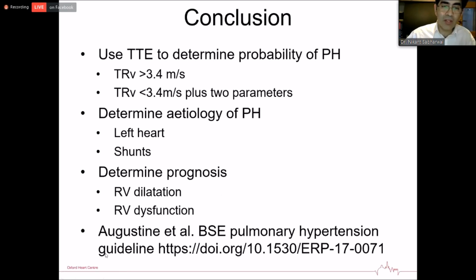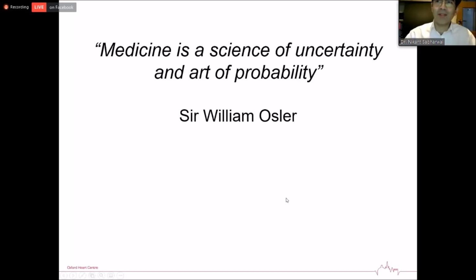I would strongly recommend looking at the guidelines. This is one example of them from the British Society. The European and American guidelines are very similar, but they all say the same thing now. We should determine probability. Don't get worried about absolute values of PA pressure. Try to determine the etiology, especially if it's left heart related, and try and determine the prognosis, because that is important. I'm going to leave you with this quote from a very famous physician who worked in the UK.